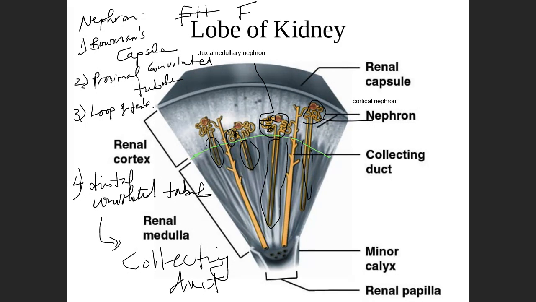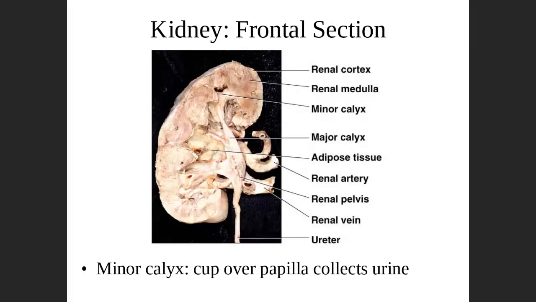But once the filtrate reaches the collecting duct here, then it can be known as urine. But if it's not in the collecting duct and it's still in these right here, it's the filtrate. All right, so this is the gross anatomy of the kidney.